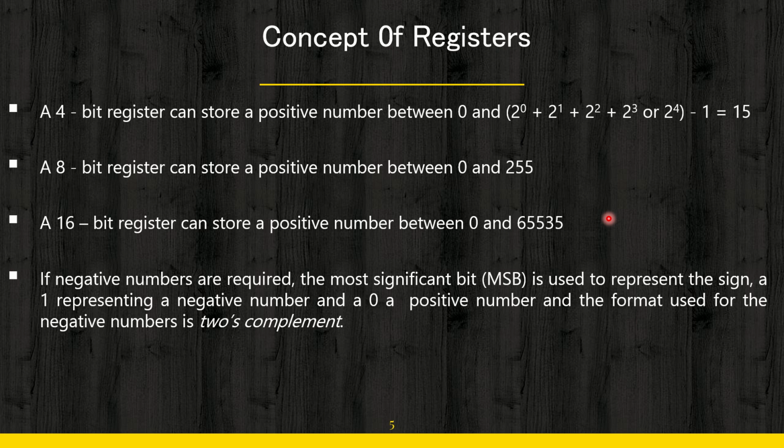Under those circumstances, the most significant bit, meaning the leftmost bit, is used to represent the sign. If I put 1 in the MSB, that represents a negative number. And if I put a 0 in the MSB, that represents a positive number. And the format used for negative numbers is 2's complement. आप अगर कोई पॉजिटिव नंबर है उसका नेगेटिव निकालना चाहेंगे तो you need to go for that 2's complement of the rest of the bits. So this is basic signed binary.